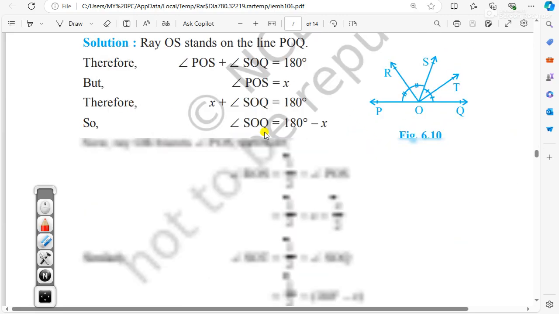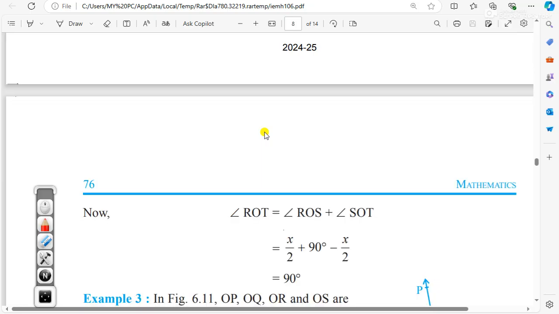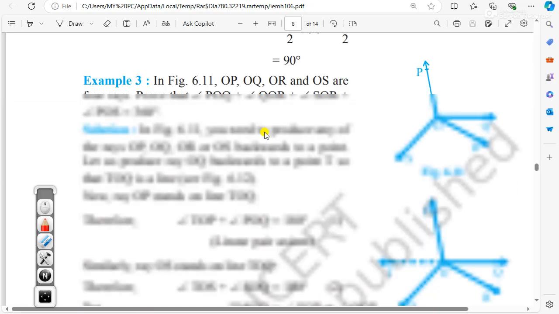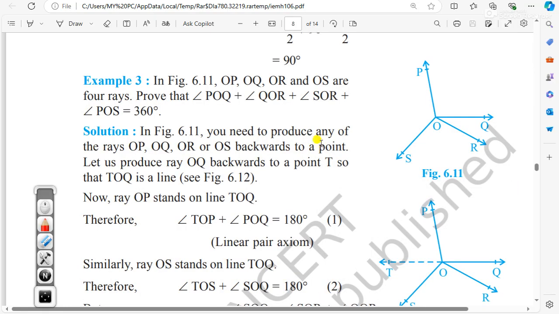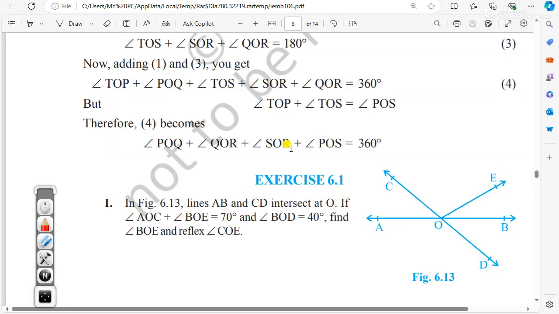Now you see these are the different examples given. This is example 3. These are different examples given and solved. Now this is question number 6.1. The exercise 6.1 we will deal with in the next video.